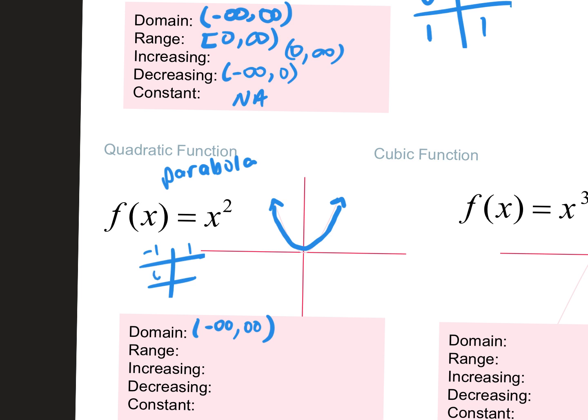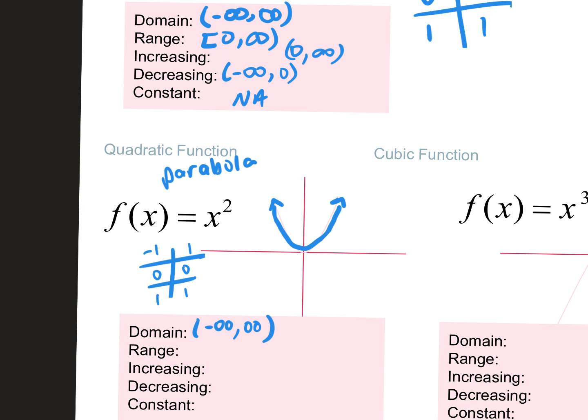What happens when I plug in 0? 0. What happens when I plug in +1? 1. What happens when I plug in -5? 25. What happens when I plug in -10? 100. What happens when you plug in any negative number and you square it?